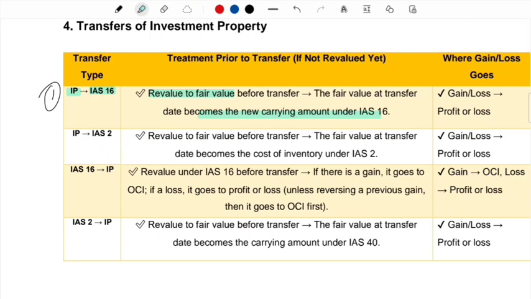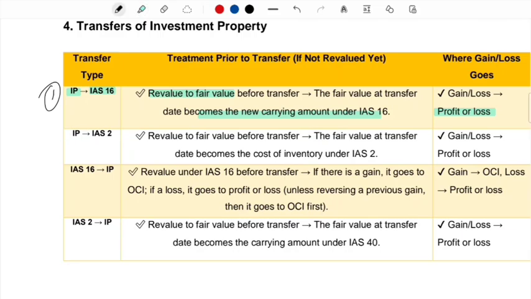Now your question should be, if you are revaluing the asset to fair value before transfer, where does the gain or loss go on that revaluation? It will go to profit or loss. Because at that point in time, you're revaluing before transfer, the revaluation is happening under investment property, IAS 40. So that will go to profit or loss.